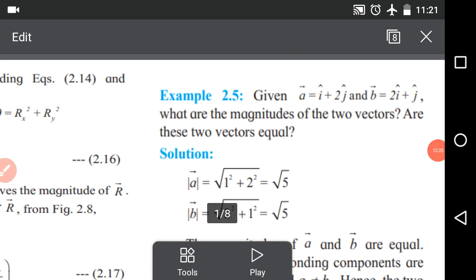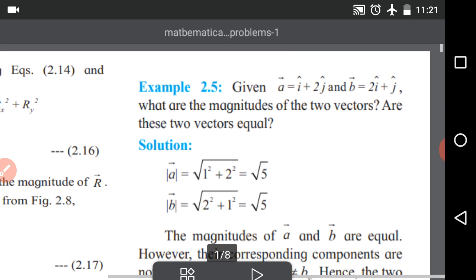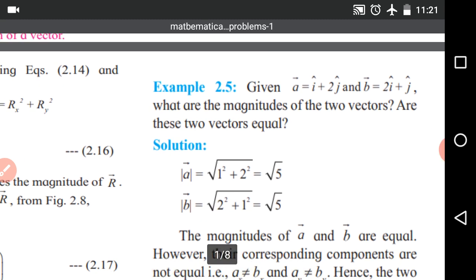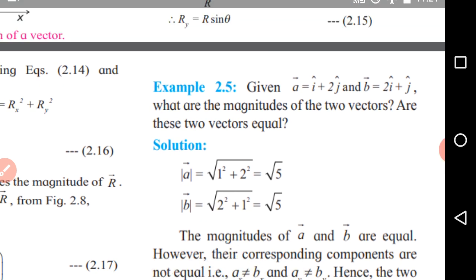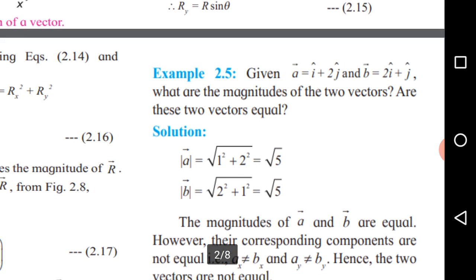So let's see one example related to this. You may get the idea about the resolution. You are given that vector A is equal to i cap plus 2j cap, and vector B is equal to 2i cap plus j cap. What are the magnitudes of the two vectors? Are these two vectors equal? That we have to discuss.